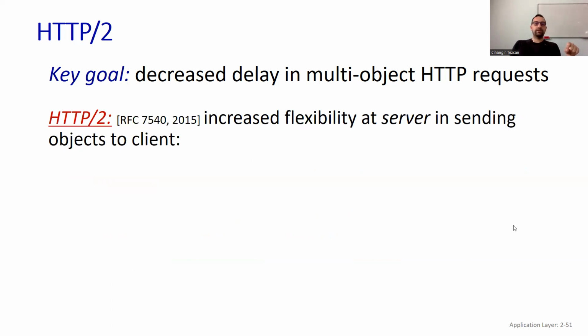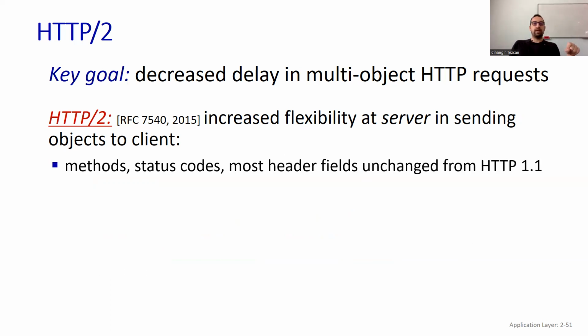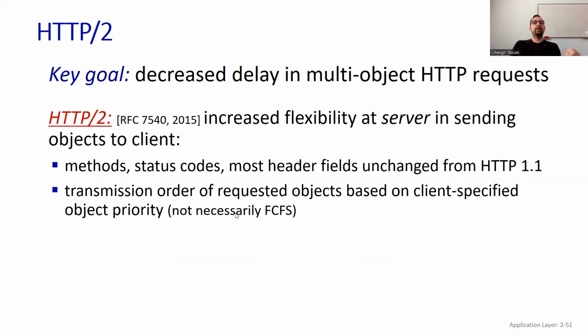HTTP 2 tries to solve this as follows: increase flexibility at the server in sending objects to the client. The method, status code, and most header fields are unchanged from HTTP 1.1. Transmission order of requested objects is based on client-specified object priority, not necessarily FCFS. And it can push unrequested objects to the client. This is the good thing.